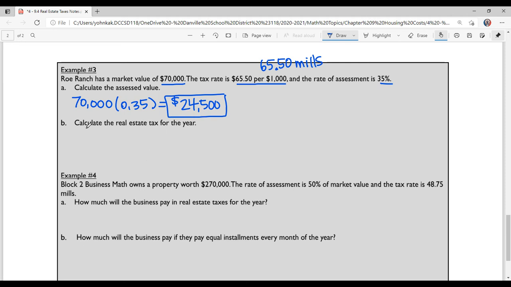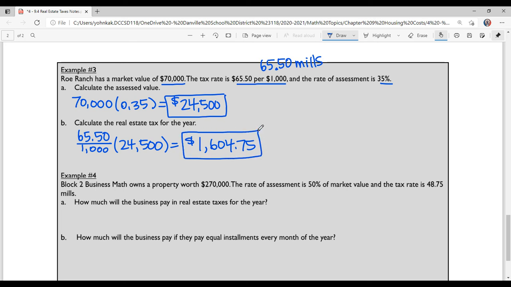Then the real estate taxes for the year are going to be the tax rate, 65.50, divided by 1,000, and then multiply by the assessed value, 24,500. This gives us a yearly tax of $1,604.75. That's not too bad. Usually you're going to pay a couple $1,000s in taxes. I would say between $3,000 and $5,000. Again, depending on where you live, how big a house you have, what kind of city or town you live in, all of those are going to change the amount of taxes.